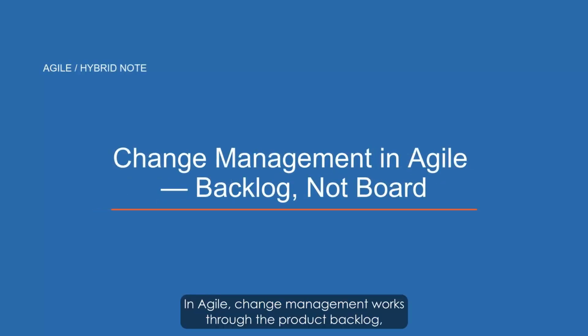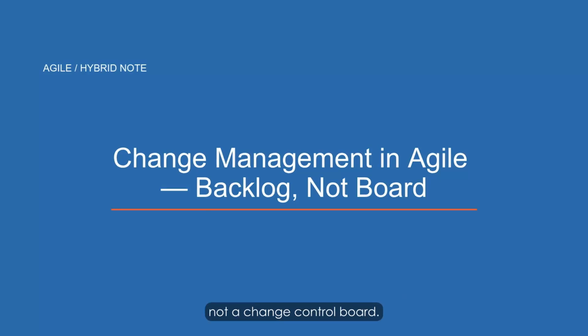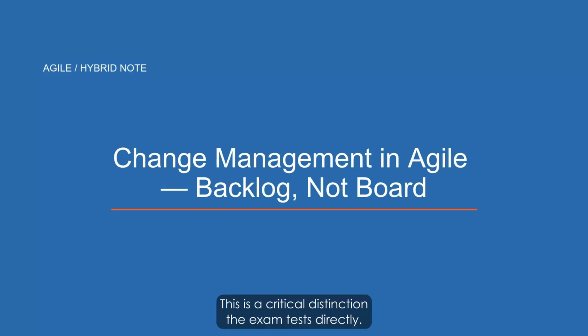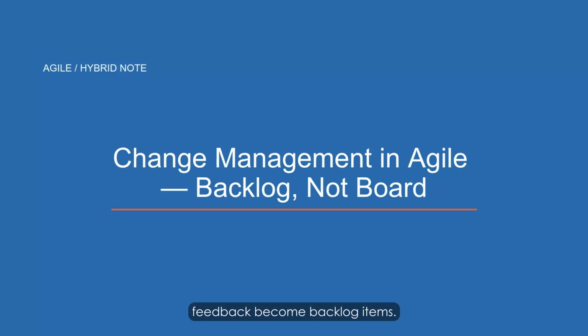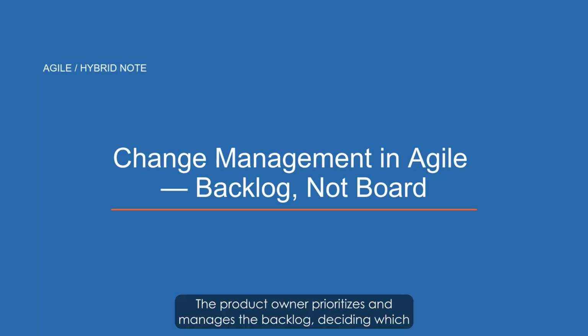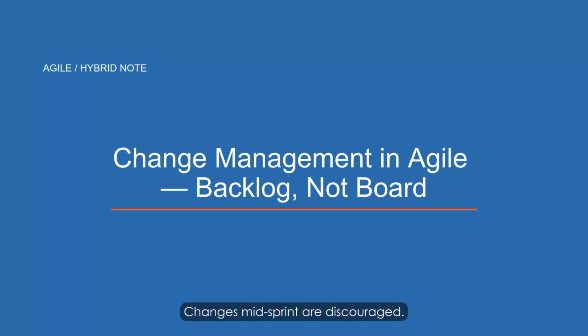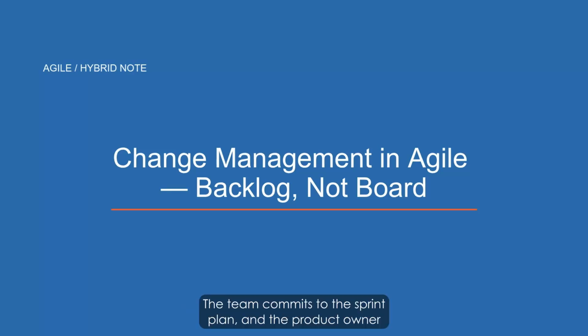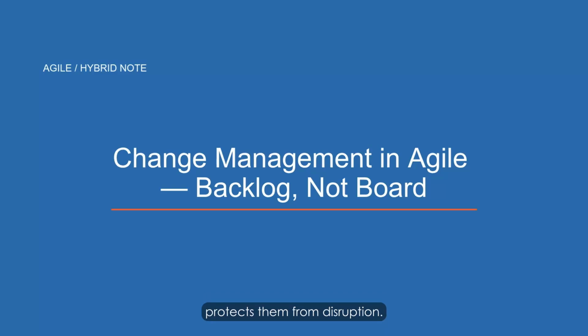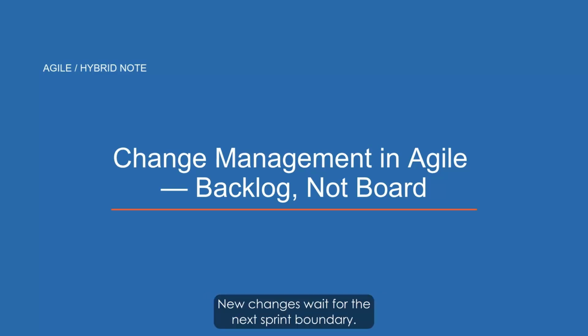In Agile, change management works through the product backlog, not a change control board. This is a critical distinction the exam tests directly. New requirements, evolving customer needs, and sprint review feedback become backlog items. The product owner prioritizes and manages the backlog, deciding which changes enter the next sprint based on business value and team capacity. Changes mid-sprint are discouraged. The team commits to the sprint plan, and the product owner protects them from disruption. New changes wait for the next sprint boundary.